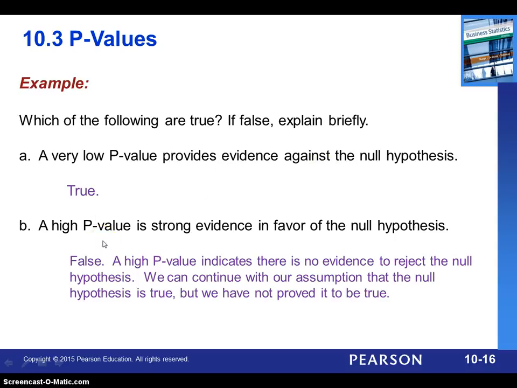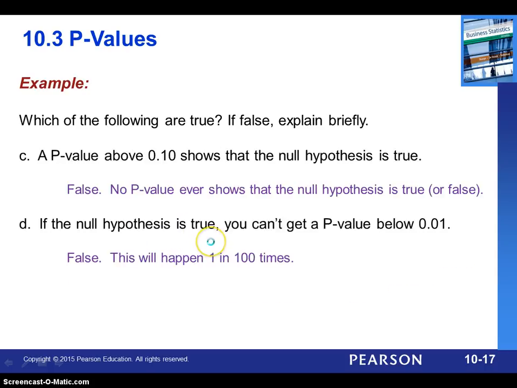And B, a high p-value is strong evidence in favor of the null. So this is false, because with a low p-value we reject the null. A high p-value means we fail to reject the null. It does not mean that the null hypothesis is true. It's a subtle thing, but that's basically the gist of this one. Just because we fail to reject it does not make the null hypothesis true.